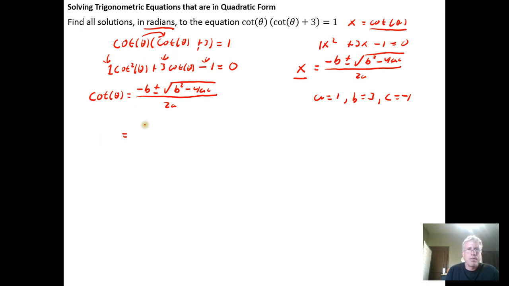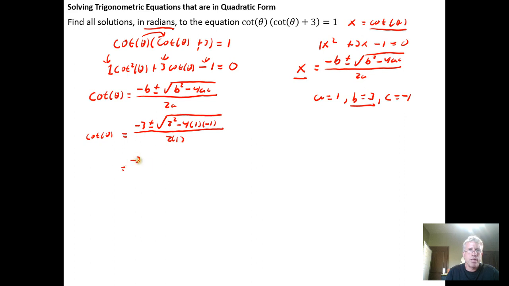So we plug those in. We get cotangent theta equals the opposite of b, which is the opposite of 3, negative 3, plus or minus the square root of 3 squared minus 4 times a, which is 1, times c, which is negative 1, all over 2 times a. And then we just simplify.